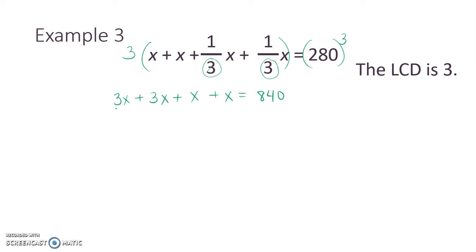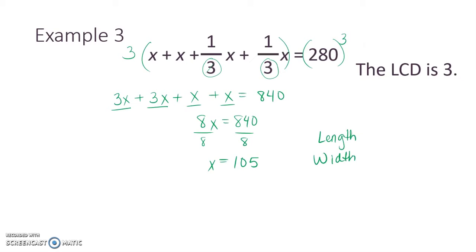Now we can combine our like terms. We have 3x, and another 3x, that's 6x, plus x gives us 8x equals 840. And then when we divide each side by 8, we get x equals 105. So that's the first part of our question. The question asks for the length and the width. So we said the length is going to be x, so the length is 105 feet.